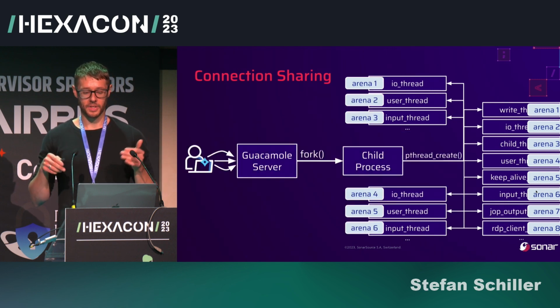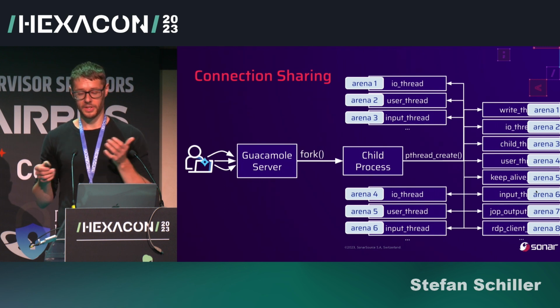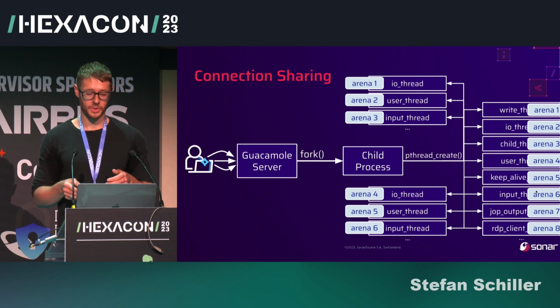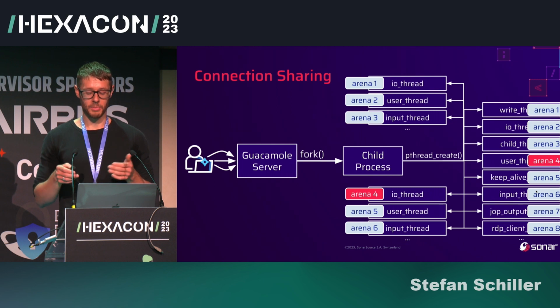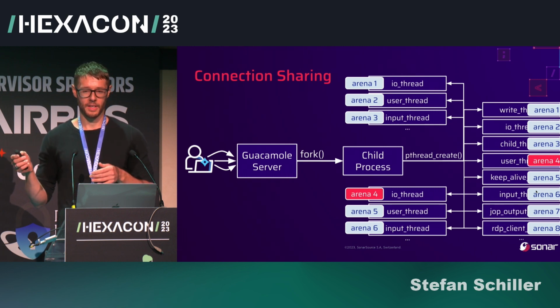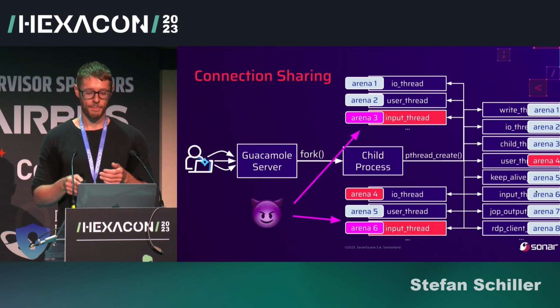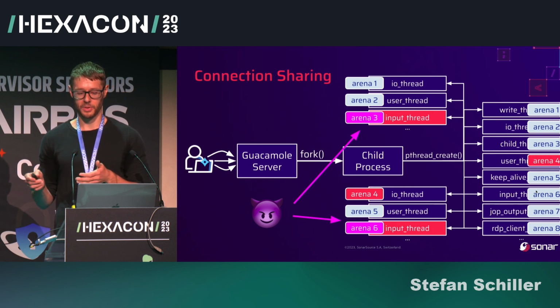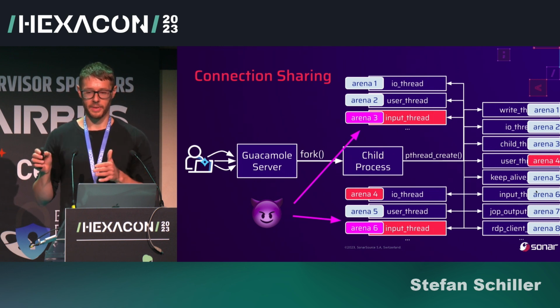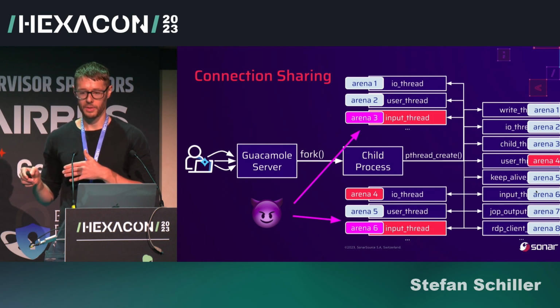This means for the additionally created threads, the existing arenas are reused. With the example shown here, the I/O thread is also assigned to arena 4. The problem is that we cannot control any allocation from this thread. The thread we can control for shared connections is the input thread. Thus, we want this thread to be assigned to arena 4.